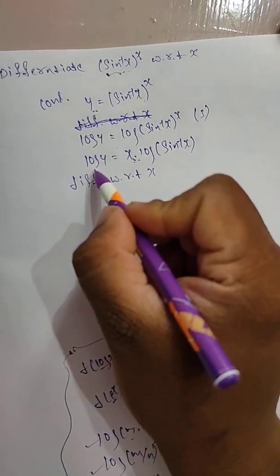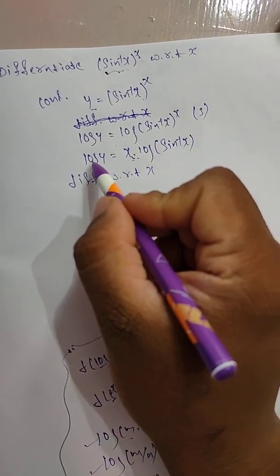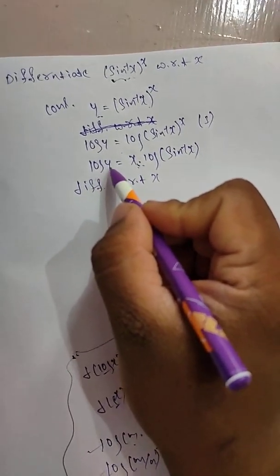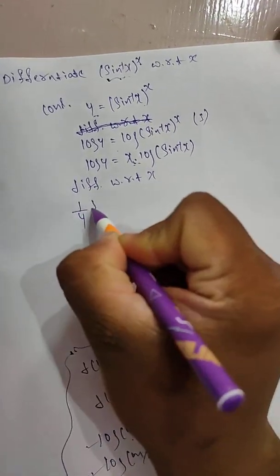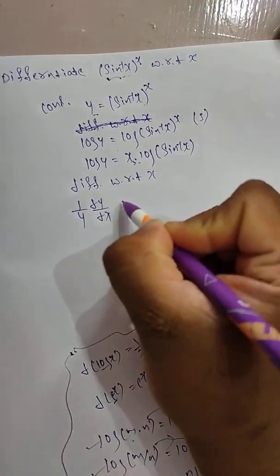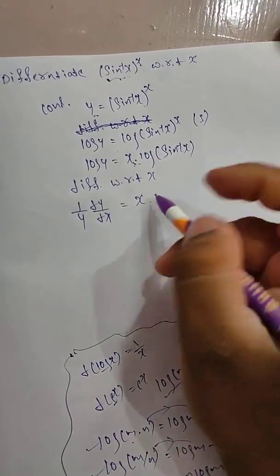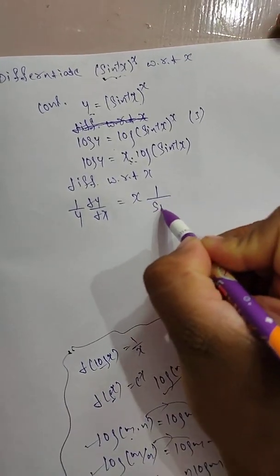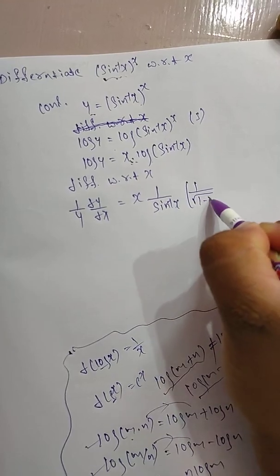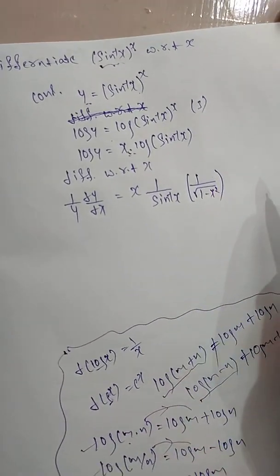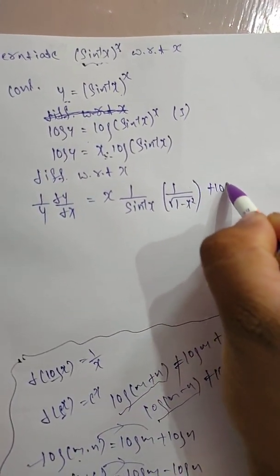What is the differentiation of log y? We already discussed in the implicit differentiation: wherever y exists, you write dy by dx. You differentiate the log and then you differentiate the y. So the differentiation of log y is 1 by y into dy by dx. Here you apply the product rule. Keep x as it is. The differentiation of log sin inverse x is 1 by sin inverse x, and again the differentiation of sin inverse x is 1 by root of 1 minus x square, plus log sin inverse x as it is.